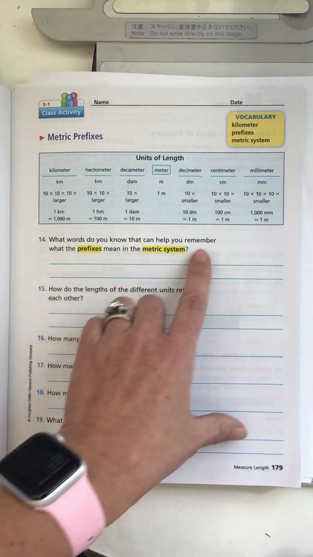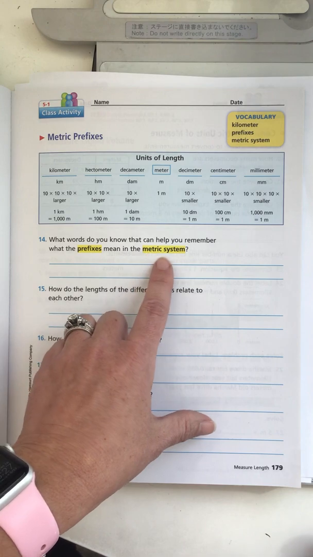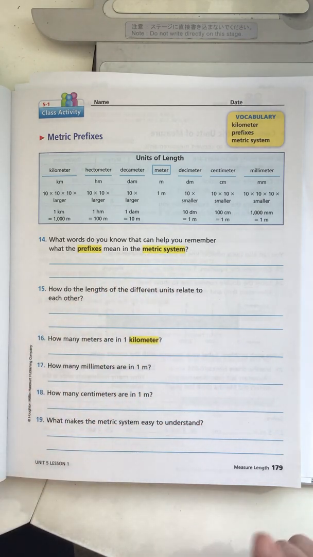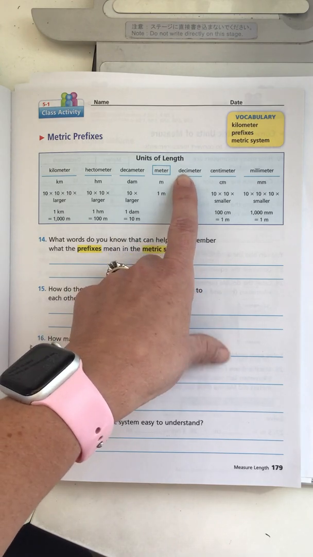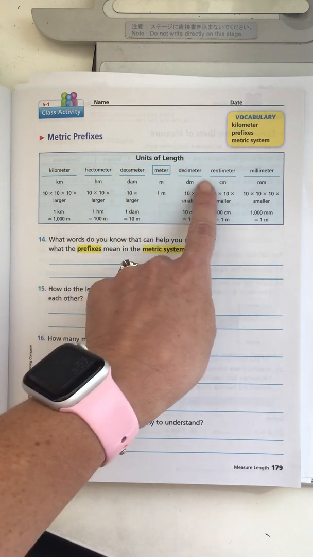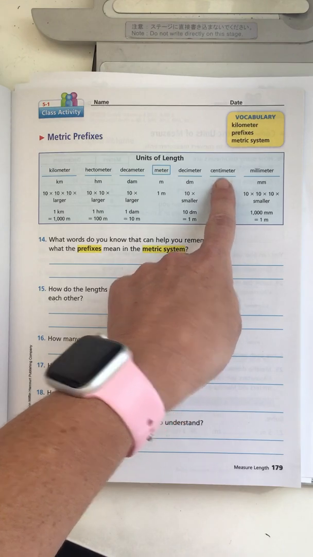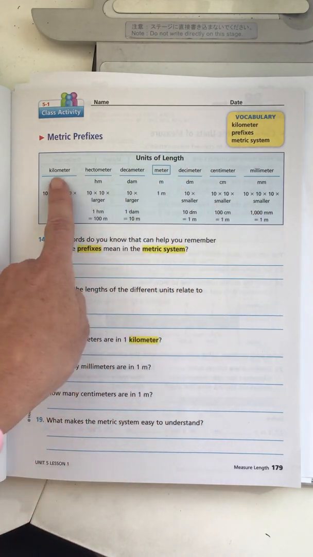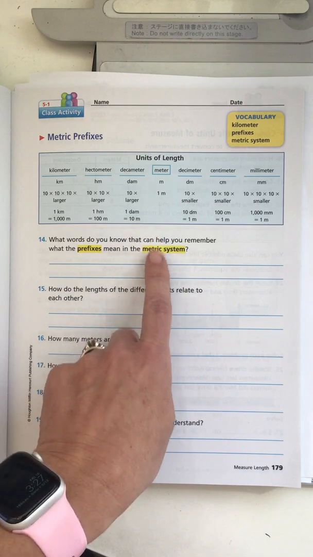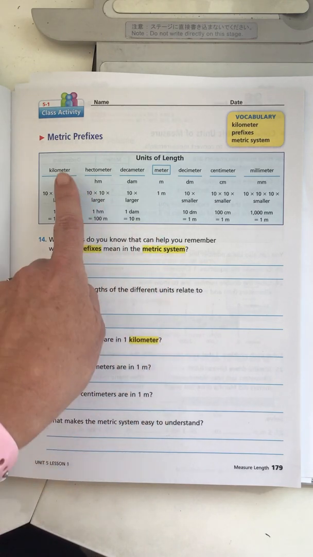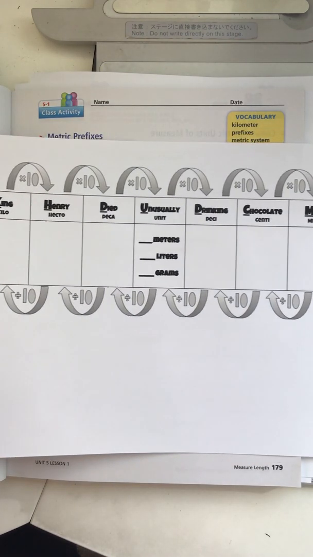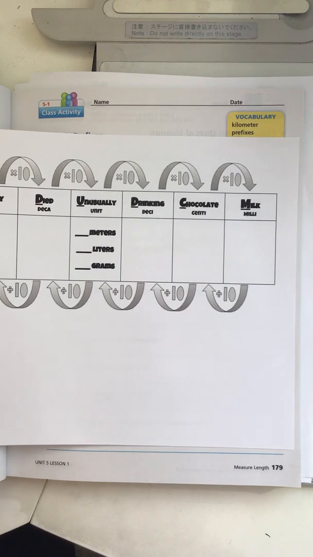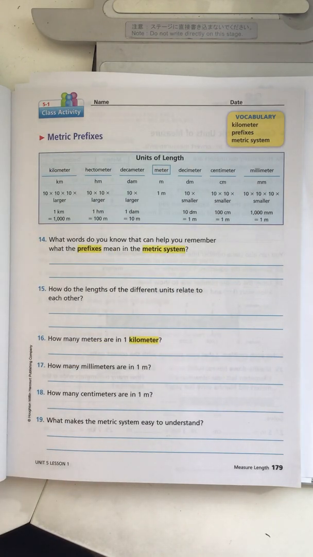What words do you know that help you remember what the prefixes mean in the metric system? Okay, so that's where we're talking about like a deci is kind of like a dime, right? A dime is 10. Centi is 100. So what else do you know that can help you remember these? Write down anything that you know that can help you remember the prefixes. Or maybe you're going to say, I'm going to remember this rhyme. King Henry died unusually drinking chocolate milk.